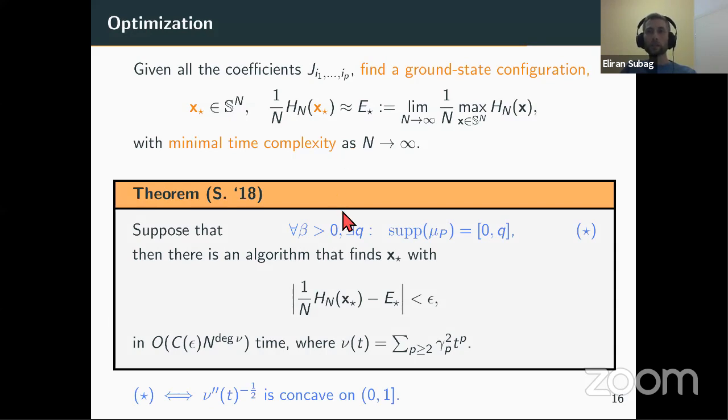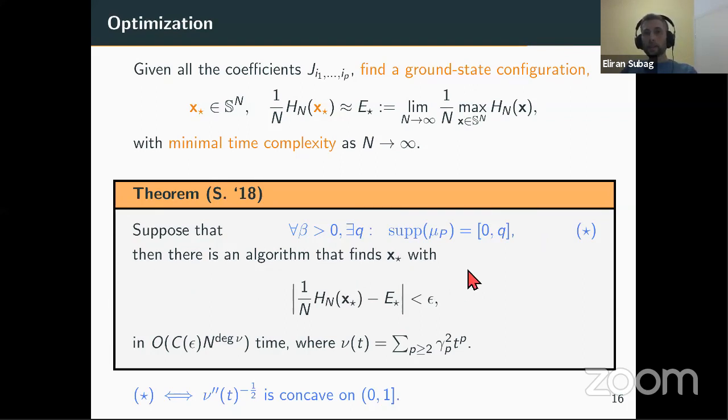Okay, so here is the result. What you need to assume is this full RSB condition that I mentioned before. I want to assume that for any beta, the support of the Parisi measure is an interval from 0 to q. For small beta, this will be a degenerate interval. It will be just a point 0. But for large beta, it will be an interval.